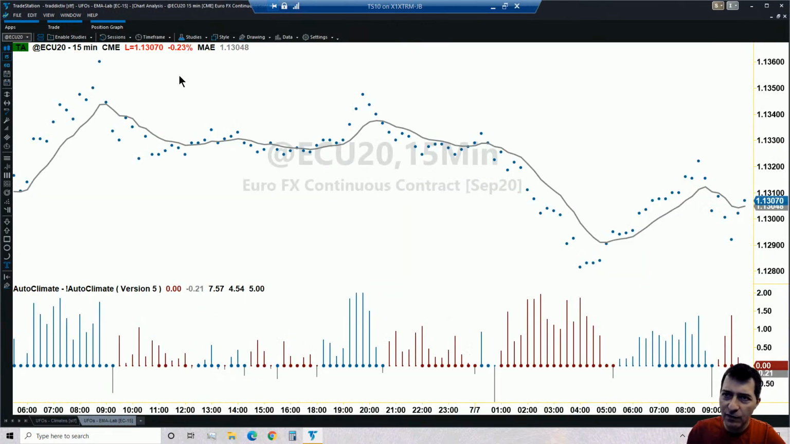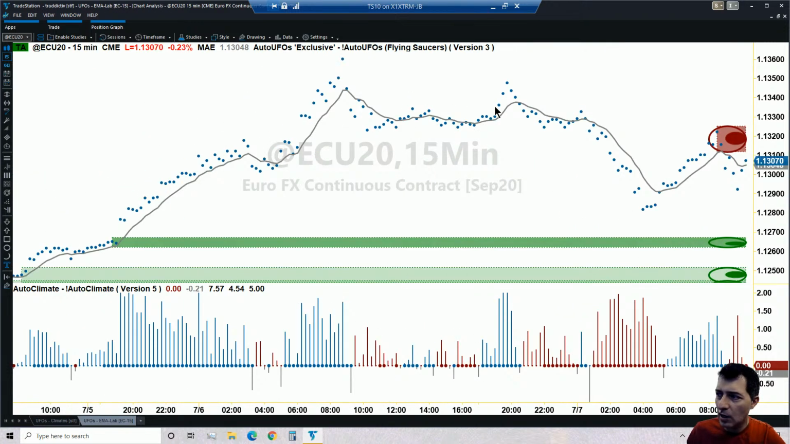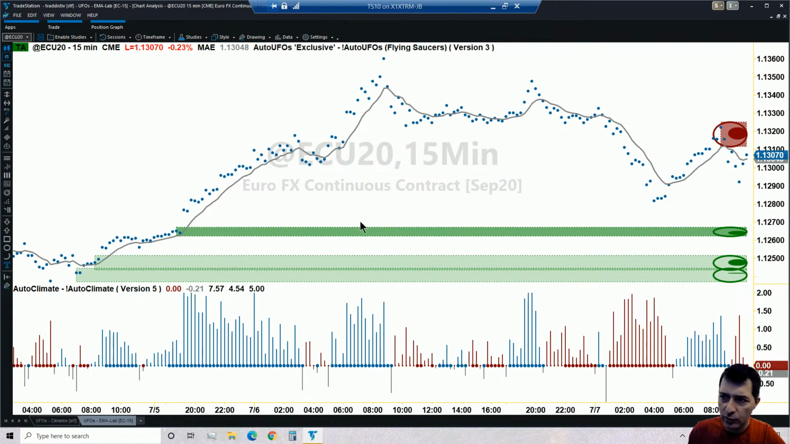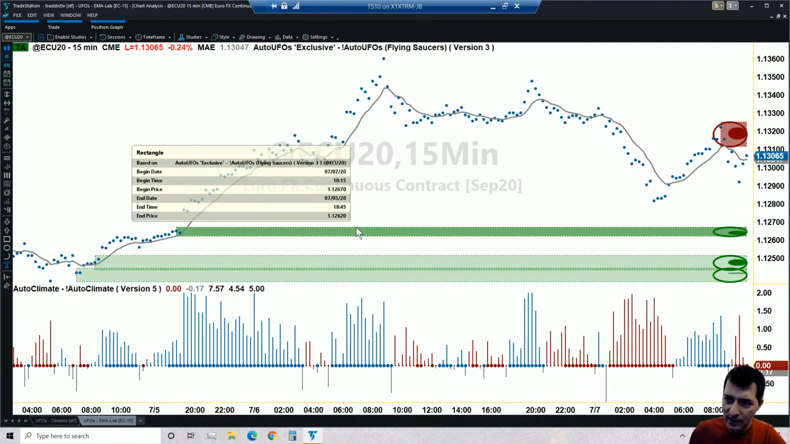I'm going to plan for it. So I'm going to go ahead and activate AutoUFOs on the 15-minute time frame to find where the target would be if I was to go short the euro. It's not looking like we'll have an opportunity to go short, at least for now. But again, I want to be ready because since I only got a few minutes, I may miss the trade if I don't get prepared.